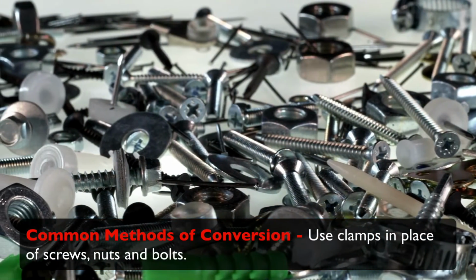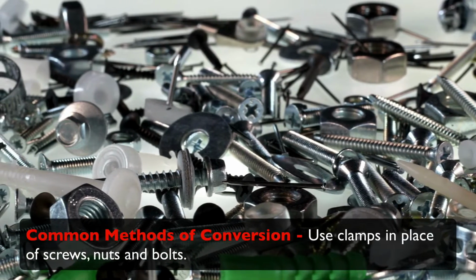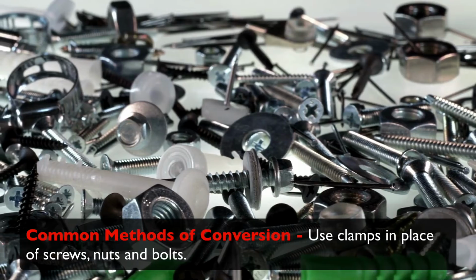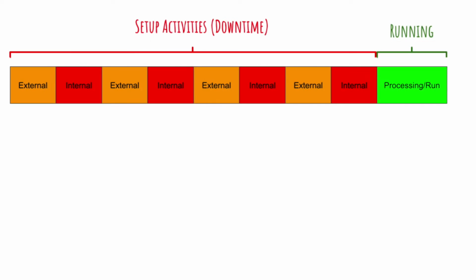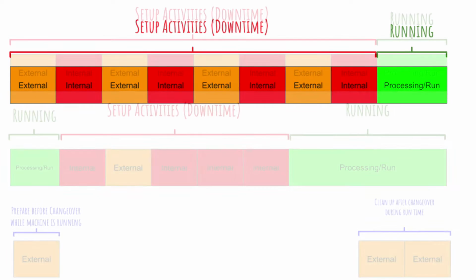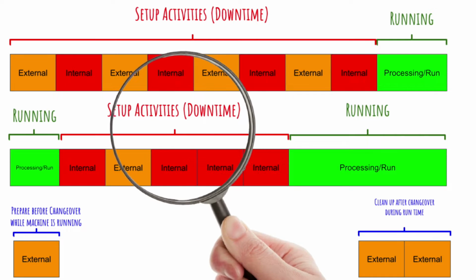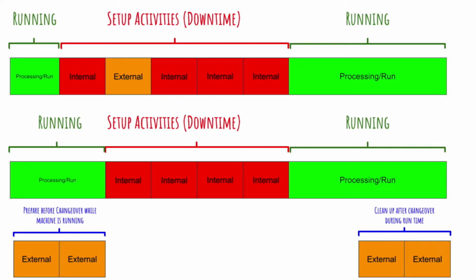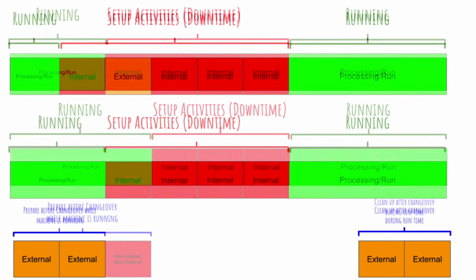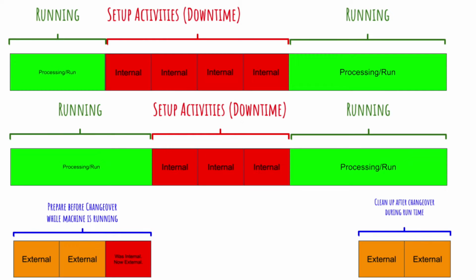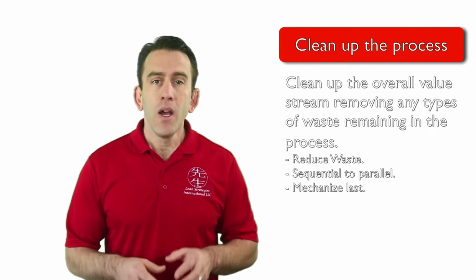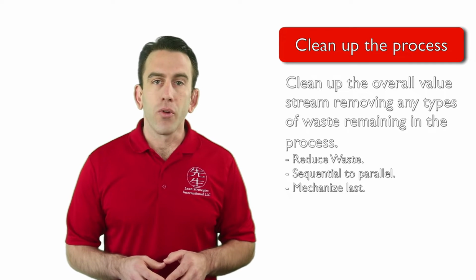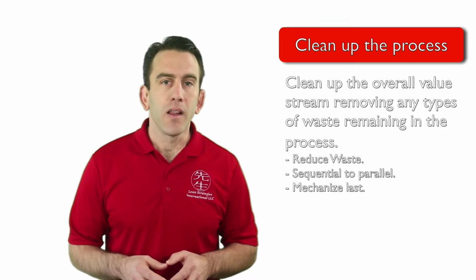You may also want to look for opportunities to use clamps in place of screws and bolts, or minimizing the need for test runs and any adjustments associated with the activity. This generally involves 3 key activities: moving forward with your initial conversion, re-examining your operations and converting any other steps that may have been wrongly assumed as an internal setup activity, and discovering ways to convert internal activities to external activities. After conversion of internal and external steps, we want to clean up the overall value stream, removing any types of waste remaining in the process.